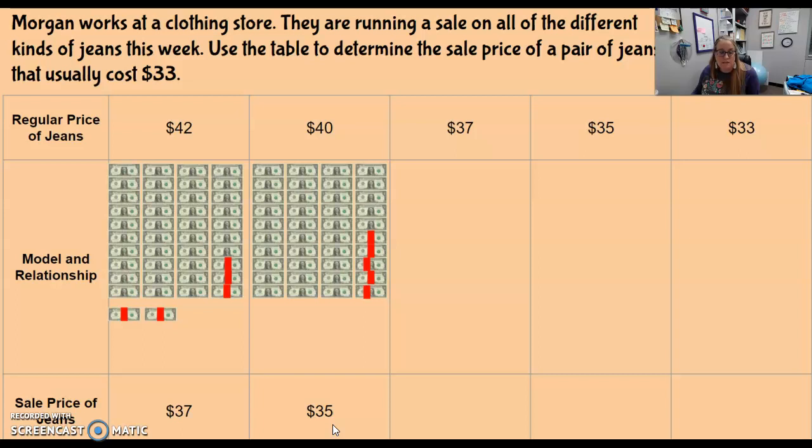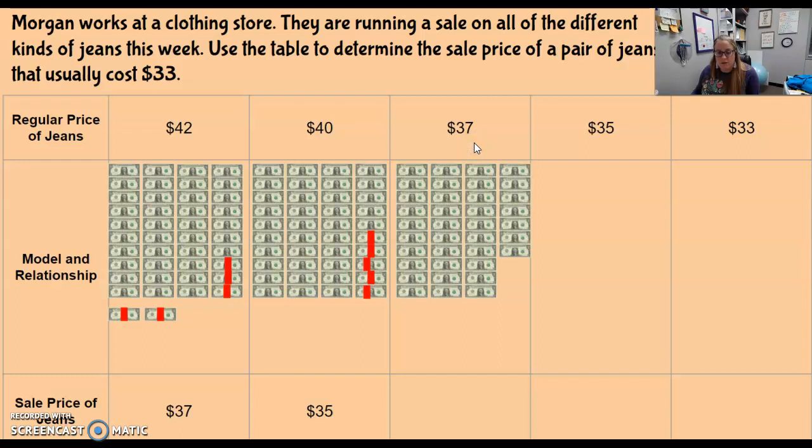That's right, it's getting smaller, so keep that in mind because it's going to be really important in a little bit. Let's look at 37. So I have a pair of jeans that cost $37. So here's my $37. And I have to figure out how much it cost for the sales price.